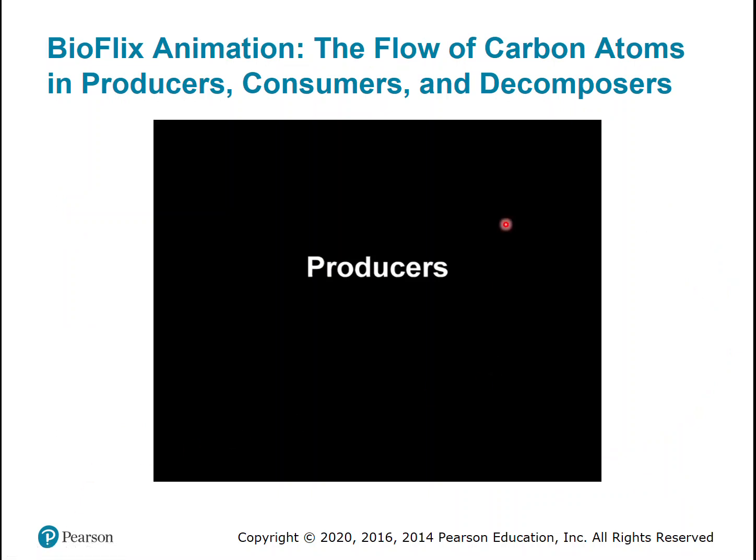There's an animation in your study area that you can go look at that shows the flow of carbon in producers, which are our photoautotrophs, consumers, which are our heterotrophs, and then our decomposers, which are our bacteria and fungi.